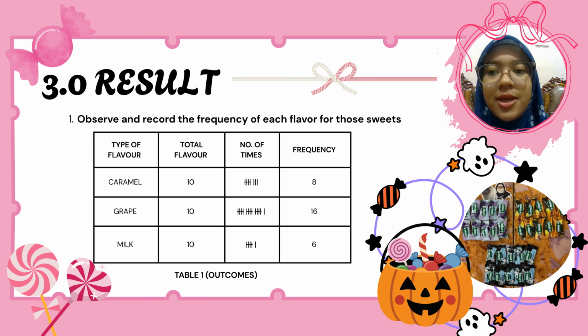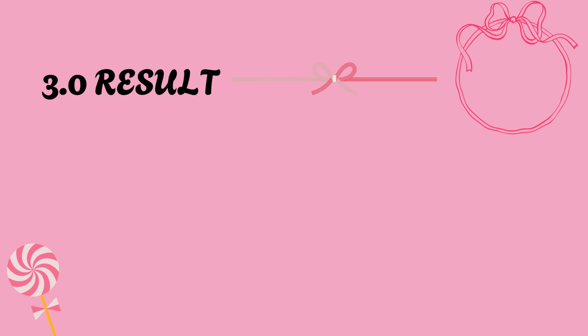For this experiment, I observed the frequency of 3 sweet flavors, which are caramel, grape, and milk. Each flavor had a total of 10 sweets, making 30 sweets altogether. From the observation, caramel appeared 8 times, grape appeared 16 times, and milk appeared 6 times. This showed that grape was the most common flavor, while milk was the least.